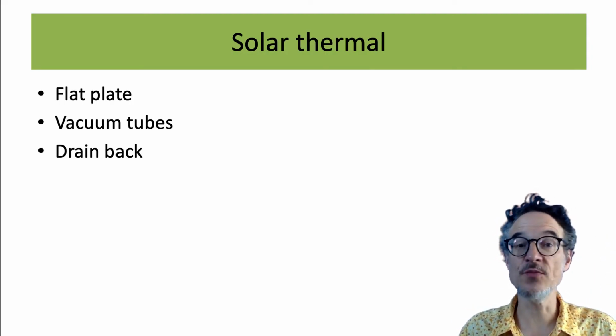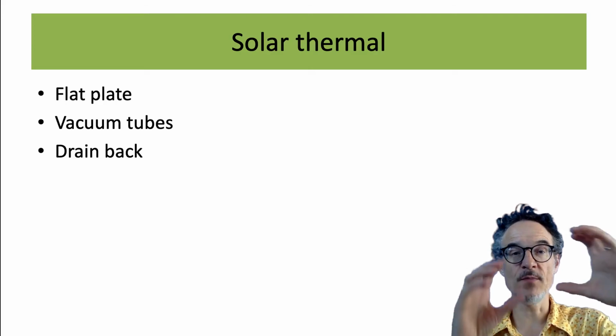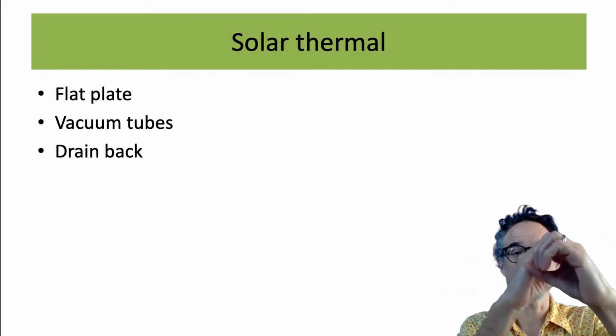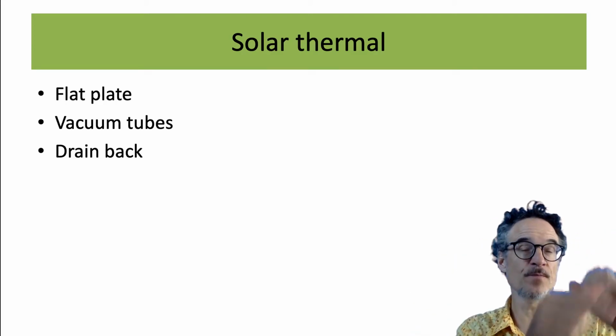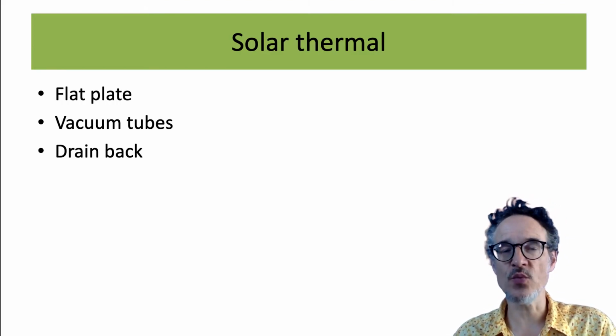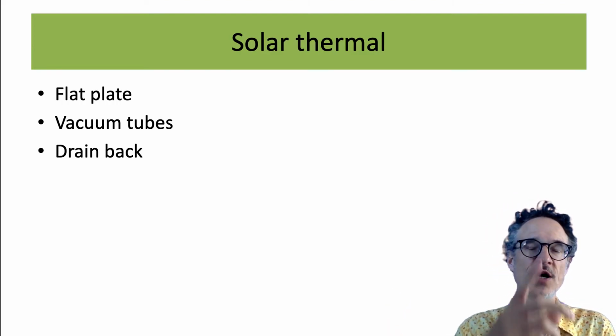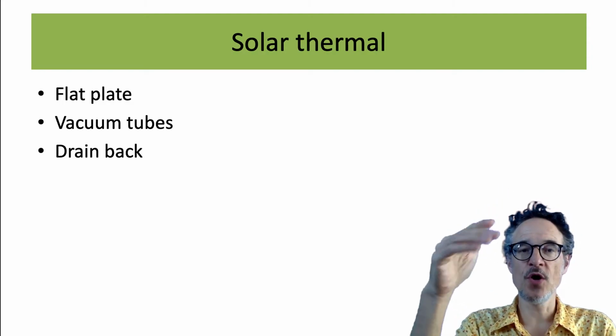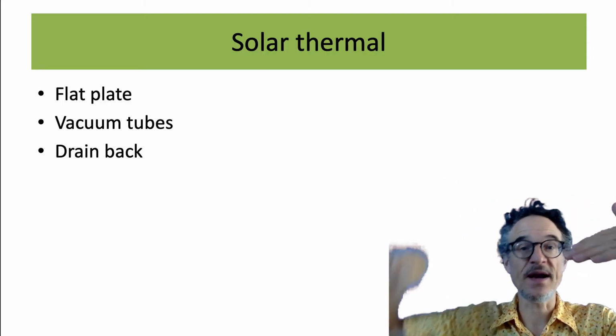You can also have vacuum tubes, a glass tube with another tube inside, water going through. Another system is called drain back, where in the morning you send your water into the solar panels. When it gets hot, the water comes back into your house.